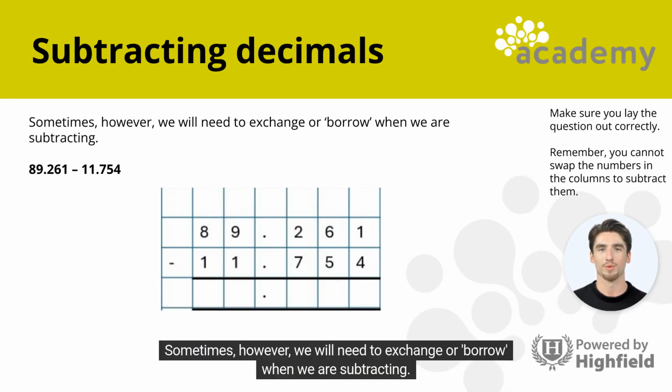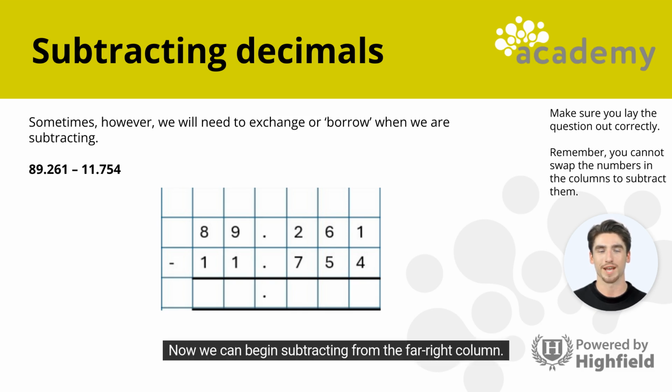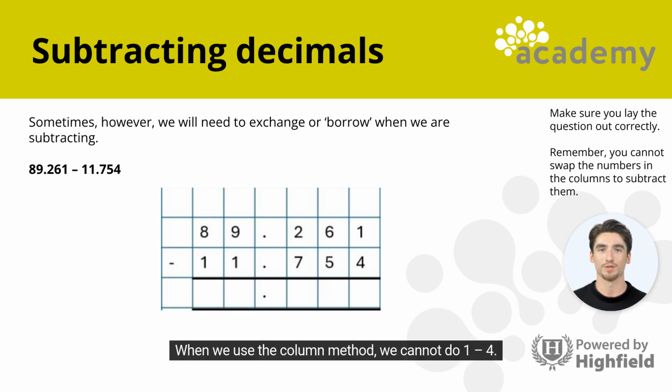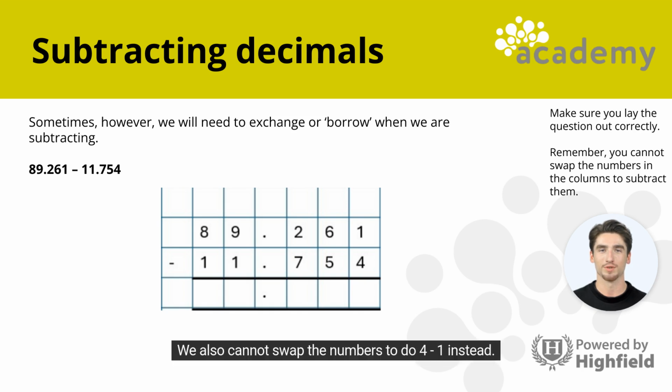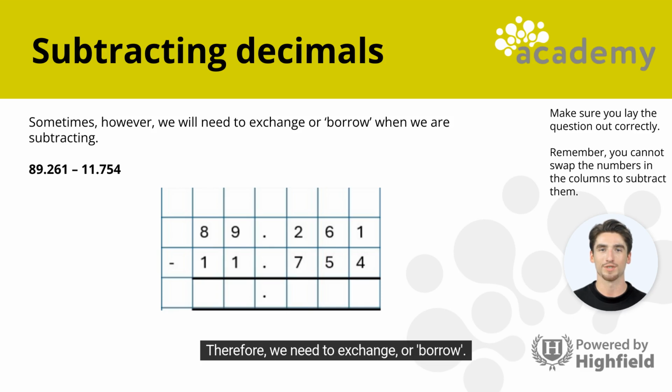Sometimes, however, we will need to exchange or borrow when we are subtracting. Let's look at an example. First, we need to make sure we align the decimal points. Now we can begin subtracting from the far right column. 1 minus 4. When we use the column method, we cannot do 1 minus 4. We also cannot swap the numbers to do 4 minus 1 instead. Therefore, we need to exchange or borrow.